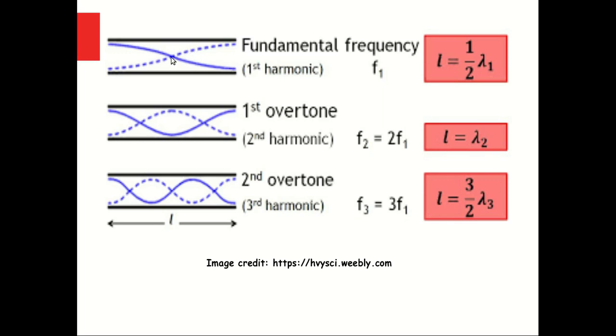Whereas when we consider the displacement node, that is the zero displacement point. So this displacement node is actually the pressure antinode, where the pressure is at the maximum of its value. Sorry, this is a displacement node.